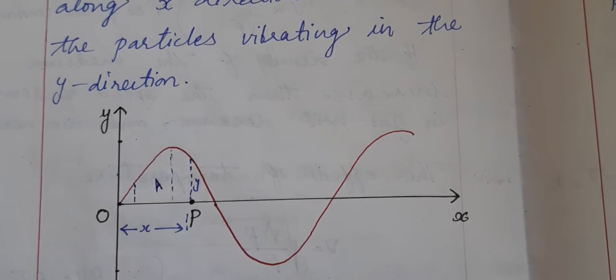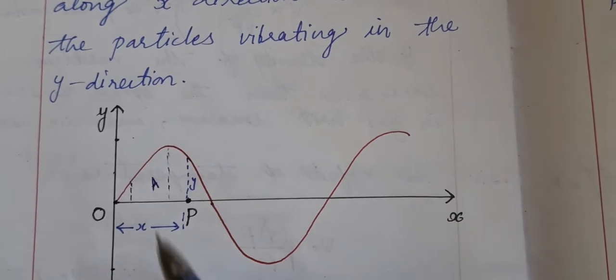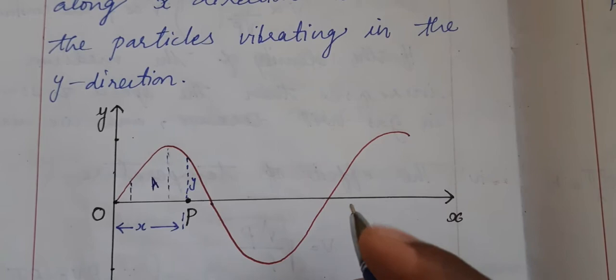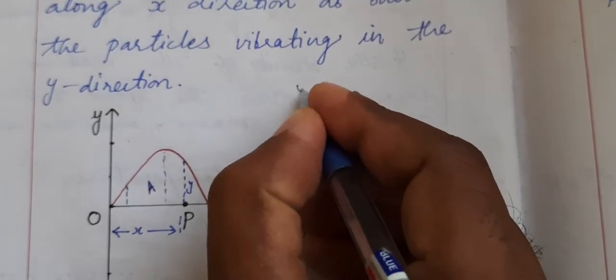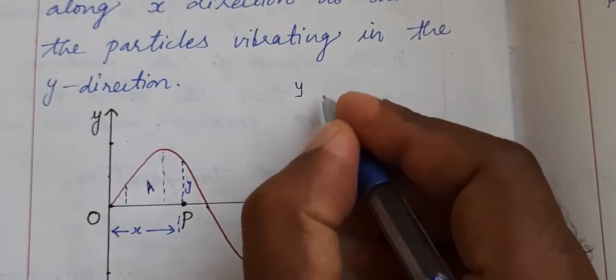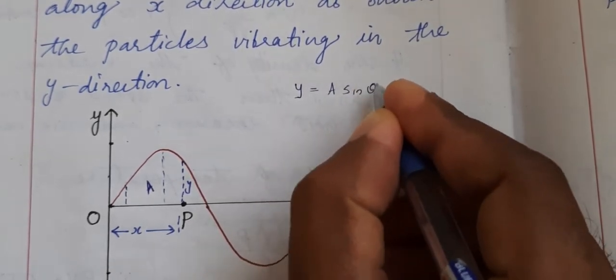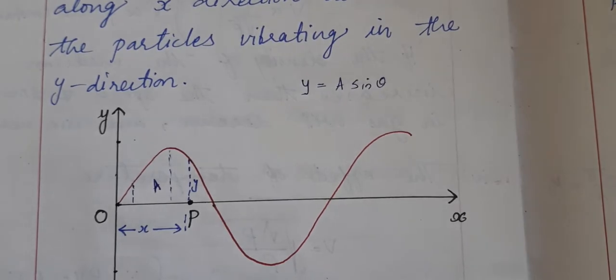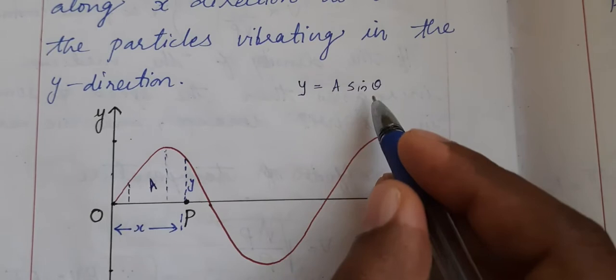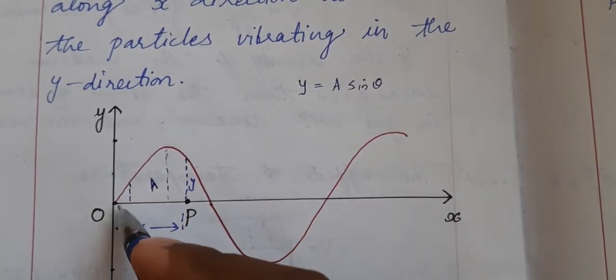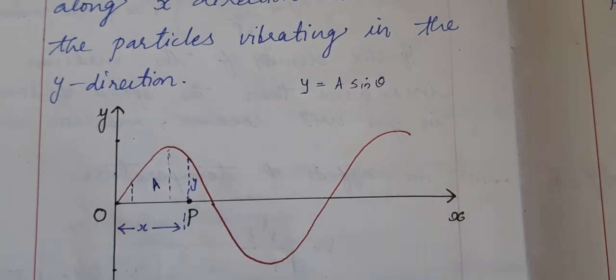We use a sine curve in order to represent the wave. So its displacement y at any time can be shown with the help of a sine function. For example, we can write it as y equals a sine theta, where a is the maximum displacement, and theta is related to the phase of this wave.